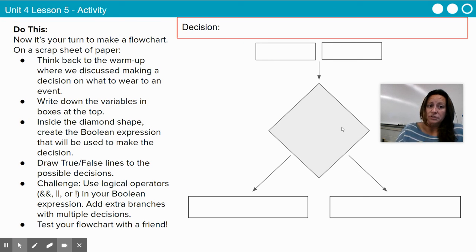Okay, now it's your turn to make a flow chart. On a scrap sheet of paper, think back to the warm-up where we discussed making a decision on what to wear to an event. Write down the variables in the boxes at the top. Inside the diamond shape, create the Boolean expression that will be used to make the decision. Draw true-false lines to the possible decisions. And, extra challenge, try using logical operators and, or, not in your Boolean expression, and add branches to it with multiple decisions.